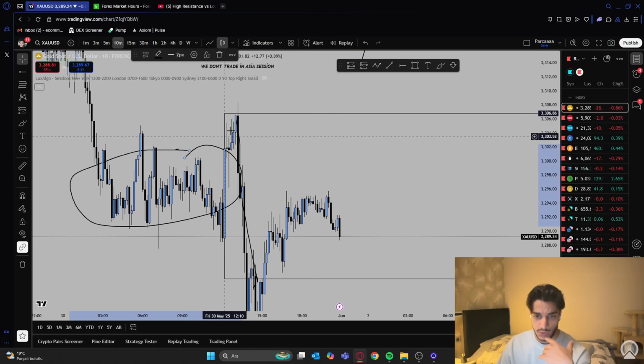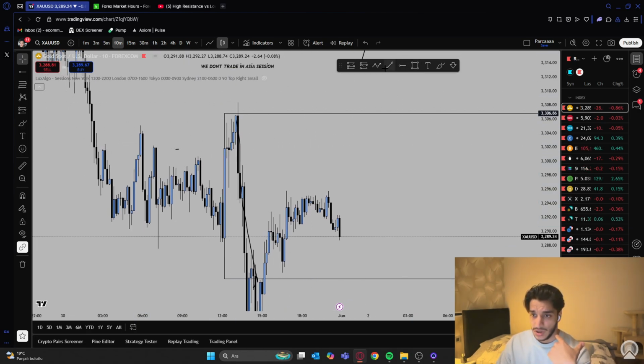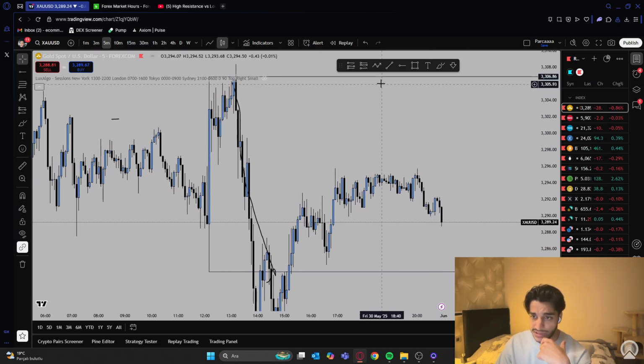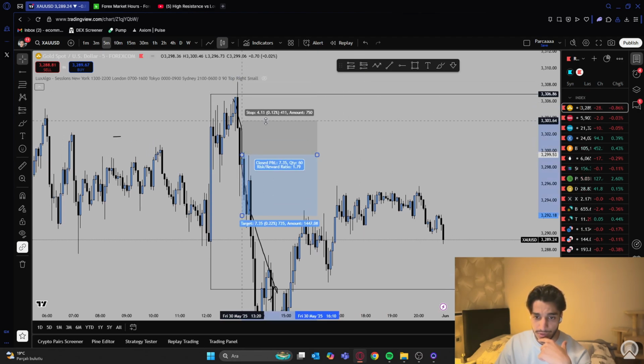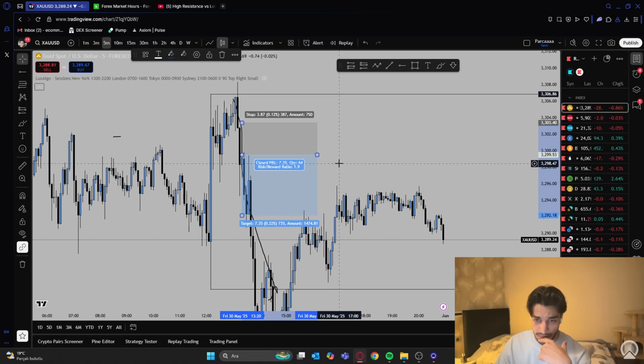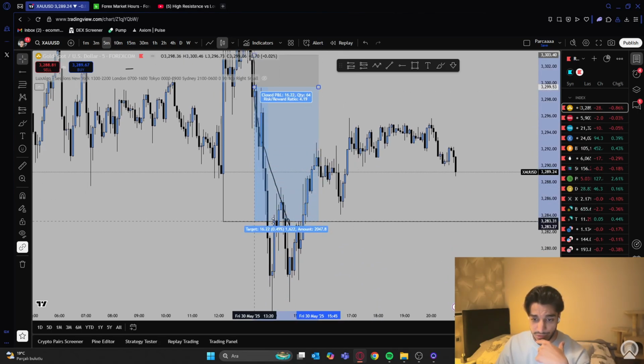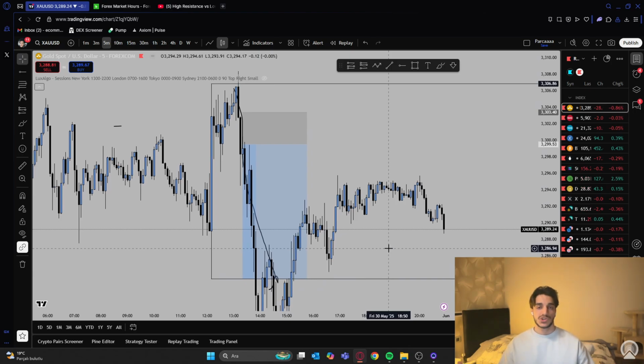So what do we do in this position? We get into the trade. We can jump into the 5-minute time frame. We get into the trade as soon as it retests this level. We put the stop loss at the last swing low, and we put our take profit at the London lows. It is easy.